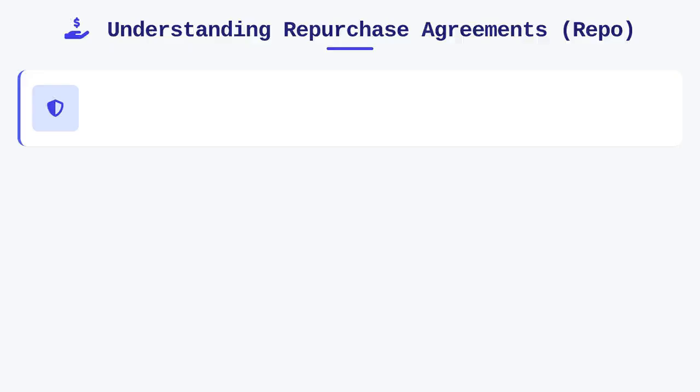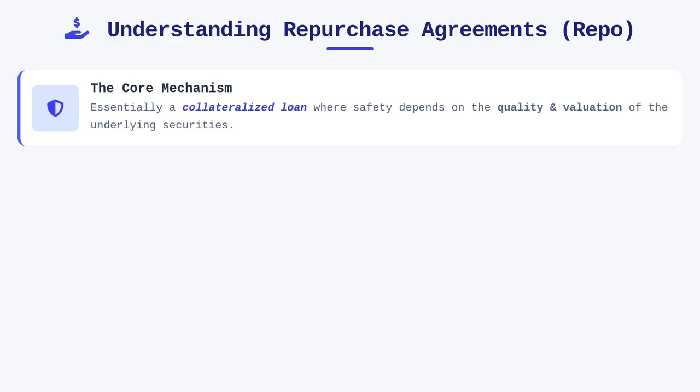A classic repurchase agreement is essentially a collateralized loan, but its safety relies entirely on the quality and valuation of the underlying securities. Because the value of these securities fluctuates with market volatility, lenders require a margin, which acts as a protective buffer against potential price declines.